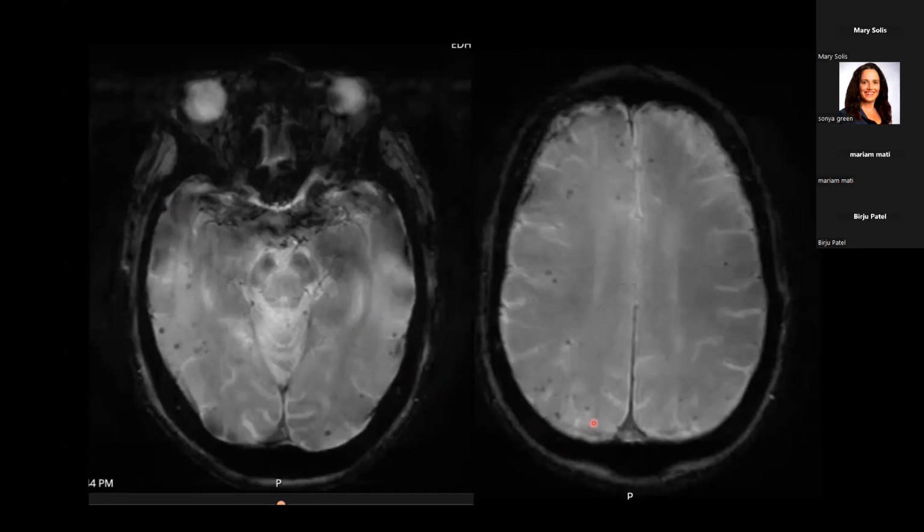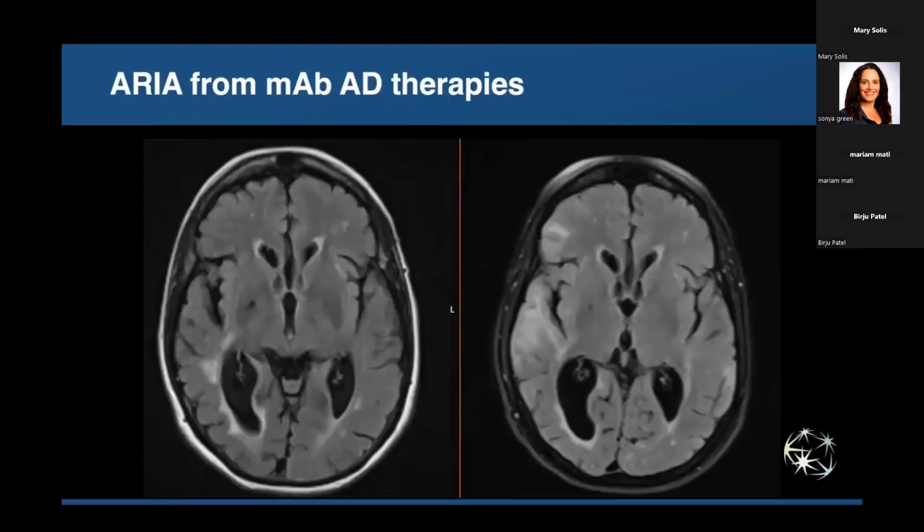Here, I'm just showing you another patient that actually has more microhemorrhages. This, again, is a more classic Alzheimer's patient, with cortical-based microhemorrhages. This is a gradient echo, and so I'm showing you a couple of different scans here. And just to again highlight, the microhemorrhages can occur, and you do have to look for them.